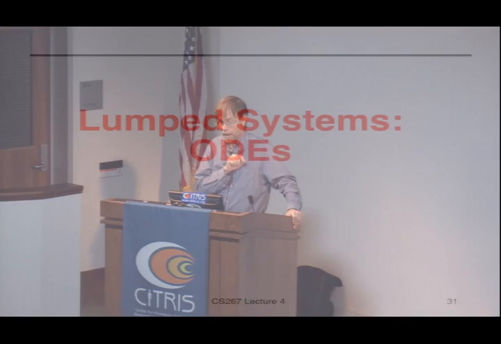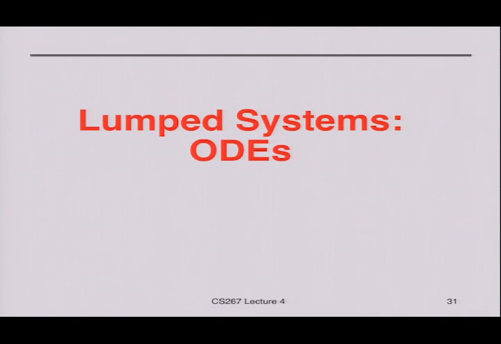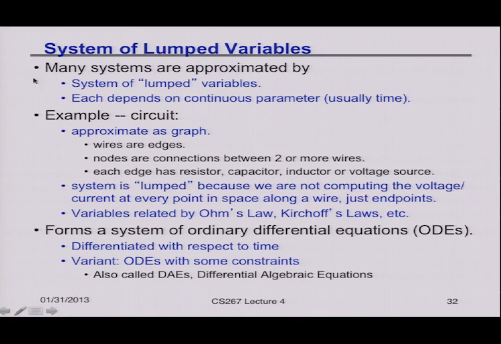Okay. So the one I just talked about you can think of as a special case of these lumped systems or ordinary differential equations. So in this case, many systems can be approximated by, you have a finite list of variables, particle positions are just one, and each one depends on some continuous parameter, usually time, and some function of all of its neighbors. And so a canonical example would be simulating a circuit at the level of SPICE if you're an electrical engineer.